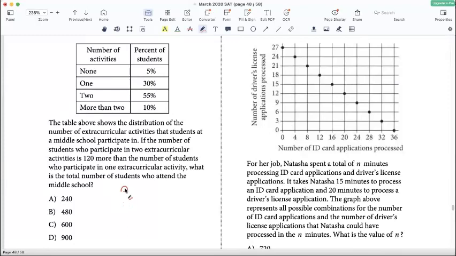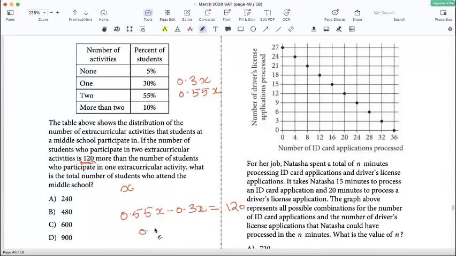So let the total number of students be X. Then one activity is 30% of X, so that's 0.3X. And 2 is 55% of X, so that's 0.55X. And 0.55X minus 0.3X, the difference, is given as 120.